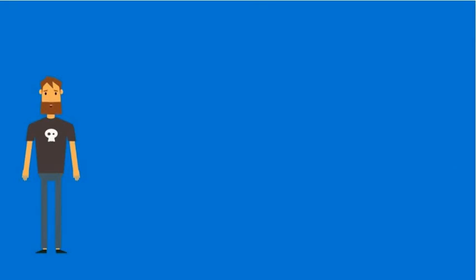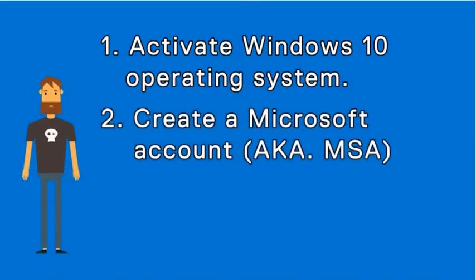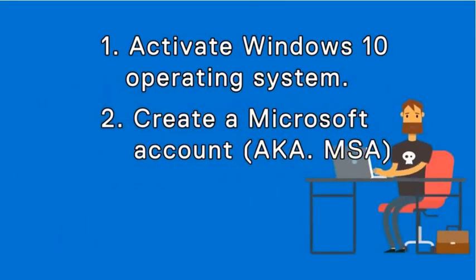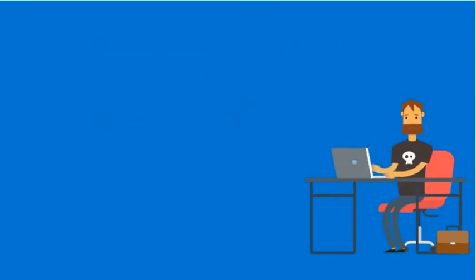Now let's walk you through the Office activation process. First, you will need to activate the Windows 10 operating system that came with the system. Then, if you don't already have one, you'll need to set up a Microsoft account, also called an MSA. Once you've done these two things, you'll be able to activate Office. Let's walk through each of these steps.